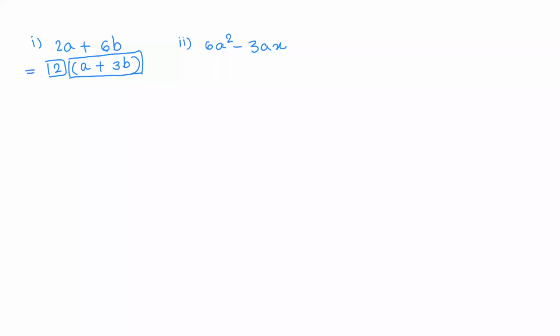Now think and tell me what can be taken out common. So if we talk about the numbers point of view, 3 common will come out.